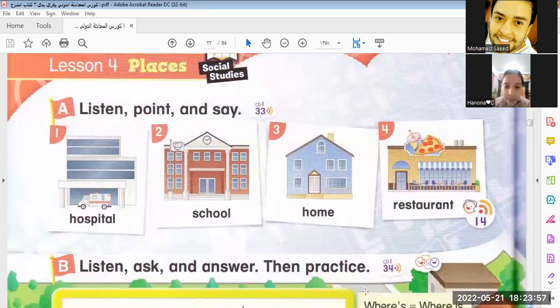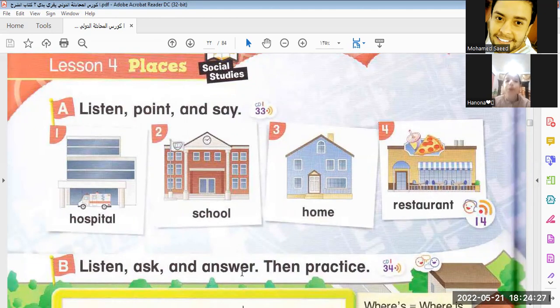Number one, hospital. Hospital. T flap T. Between two vowels, pronounce the letter T like D, hospital. Number two, school. School. Dark L, don't say school, because there is a vowel before the letter L.